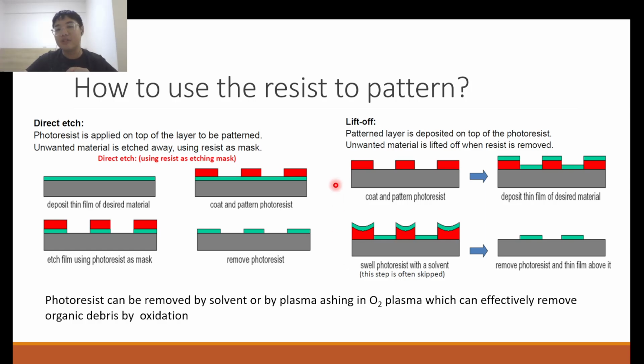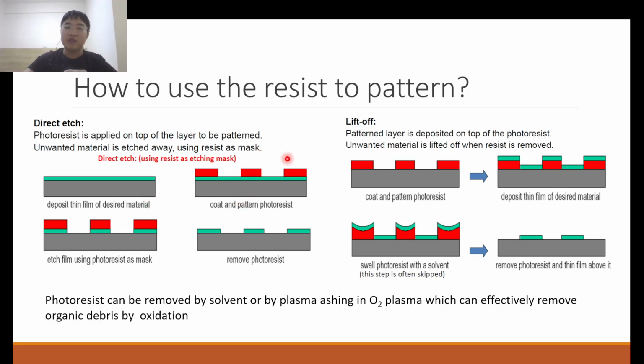So how do we use the resist to pattern? I briefly covered this in the previous video already, when I covered how resist is used to mask certain processes. So for example, let's say we want to deposit a certain pattern of material on the photoresist. When it comes to deposition, there are two ways we can use the resist to pattern our deposition. The first way is direct etch. So we first deposit the material that we have, a layer everywhere.